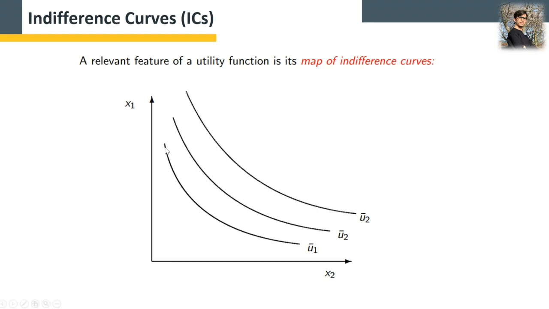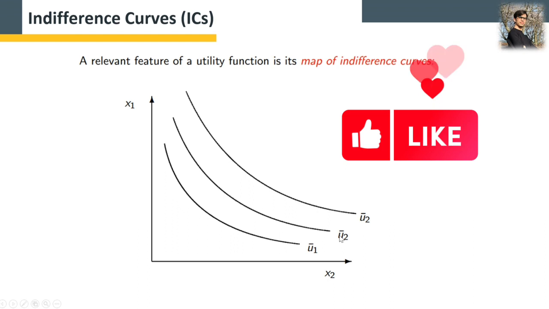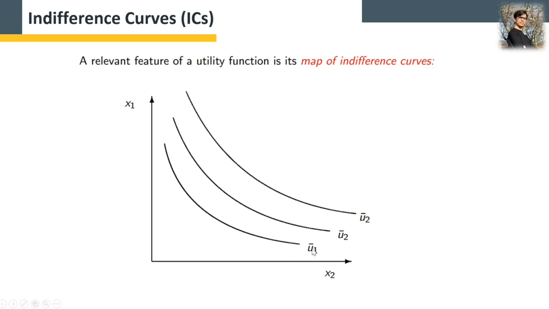For example, every point on this U1 bar provides the same level of utility, either close to x2 or close to x1, but they provide exactly the same level of utility. And every point on U2 bar also provides exactly the same level of utility, and U3 bar too. All the points on U1 bar give exactly the same amount of utility, all the points on U2 bar give exactly the same level of utility, and all the points on U3 bar give exactly the same level of utility.